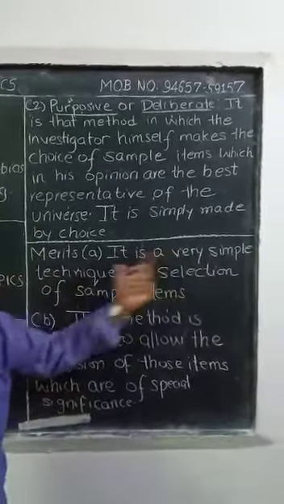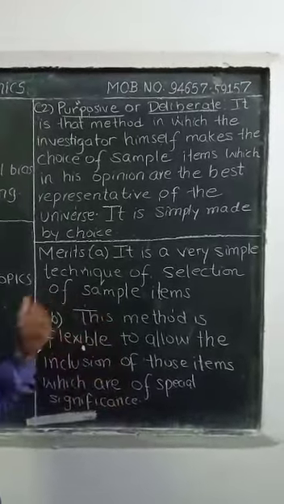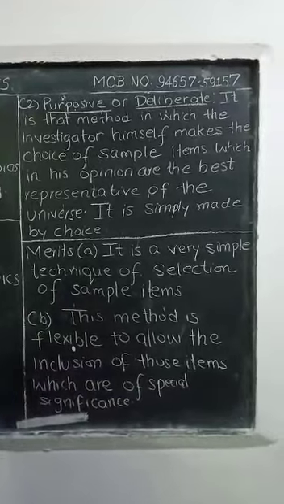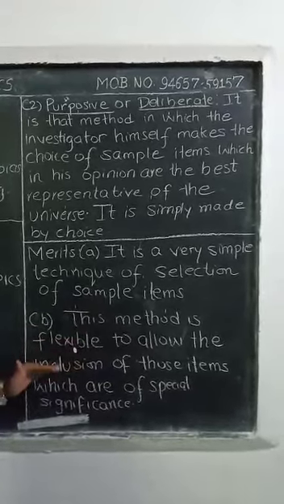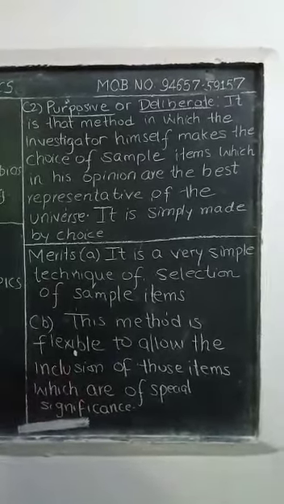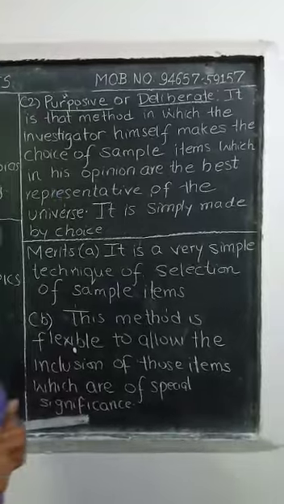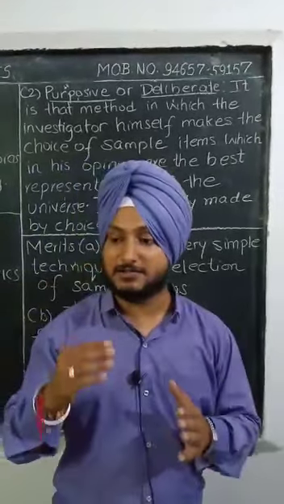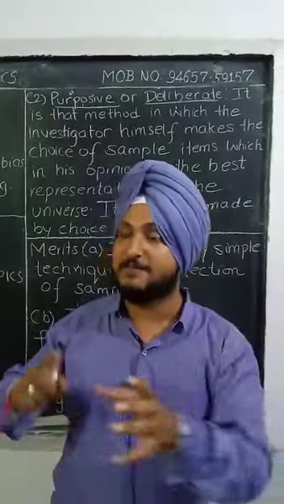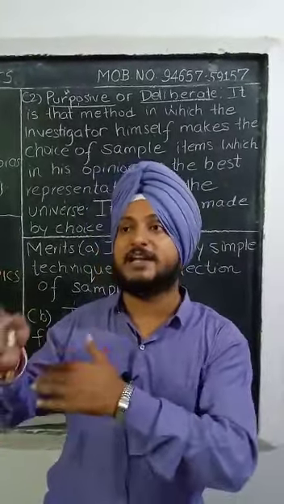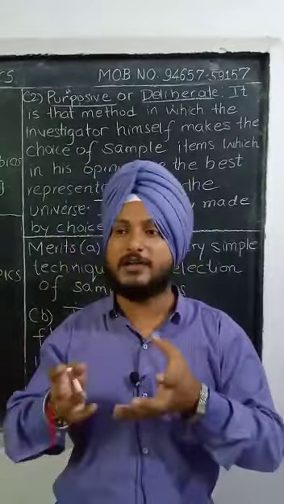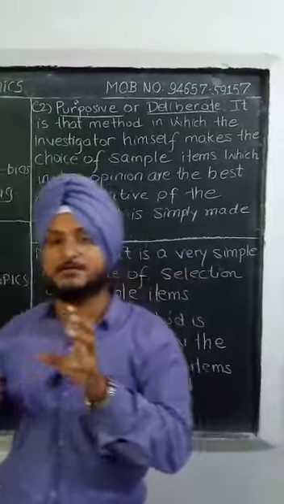It is a very simple method because we are taking things at our own choice. So it is a very simple technique of selecting sample items. Second, this method is flexible enough to allow the inclusion of those items which are of special significance. If I am taking students for singing, I will take those who can sing properly. If I am taking quiz competition students, I can take those who are good in academics. Accordingly we can take samples of special significance.